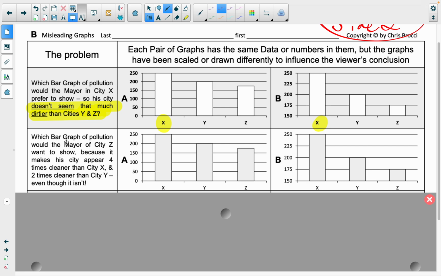Second one. Which bar graph of pollution would the mayor of city Z, so now we're looking at the mayor here, which one would he want to show because it makes his city appear 4 times cleaner than the other two cities? Okay? If you're the mayor of Z, okay, and these are showing how much pollution you have in the city, and you want to show that your city has a lot less pollution than the other two cities, are you going to choose graph A or graph B?